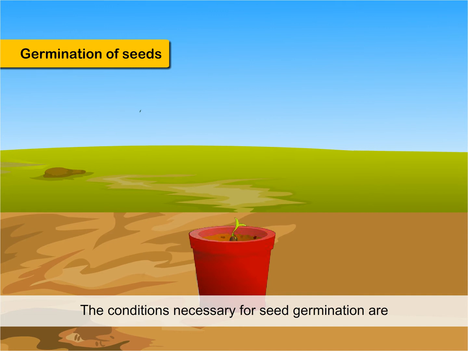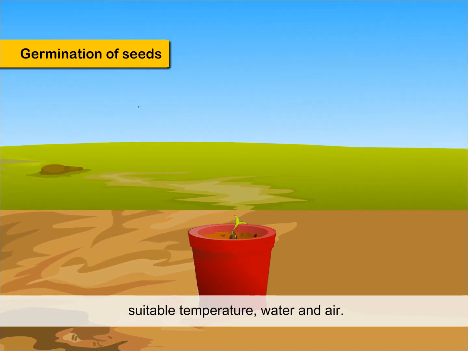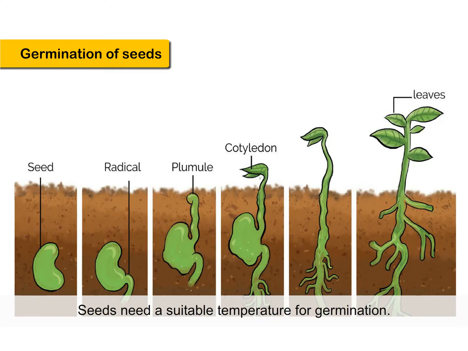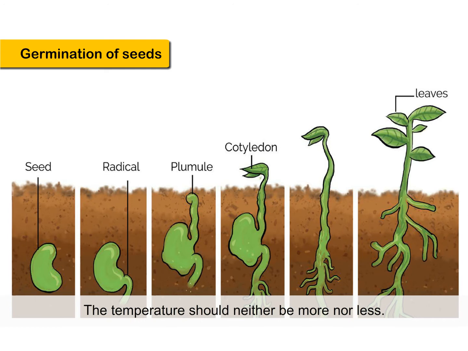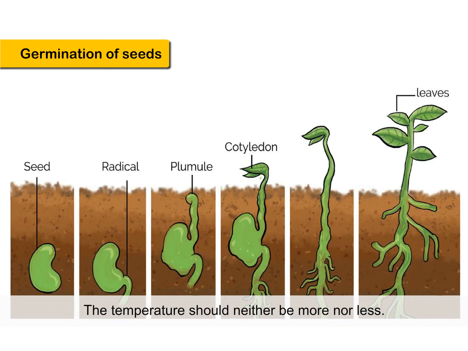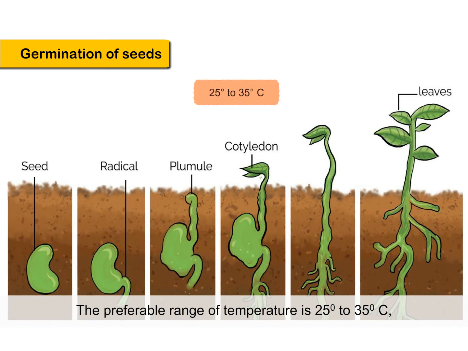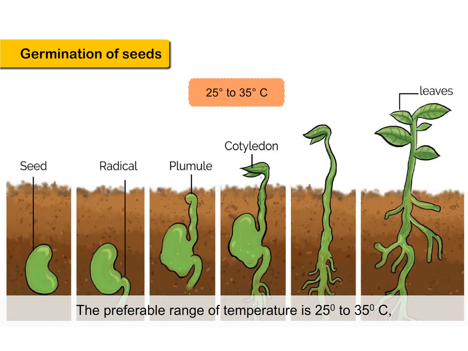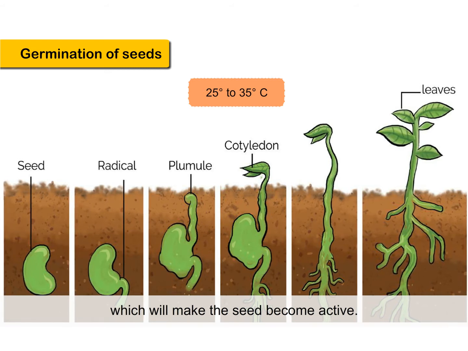The conditions necessary for seed germination are suitable temperature, water, and air. Seeds need a suitable temperature for germination. The temperature should neither be more nor less. The preferable range of temperature is 25 degrees to 35 degrees Celsius, which will make the seed become active.